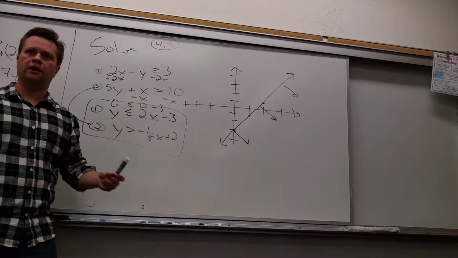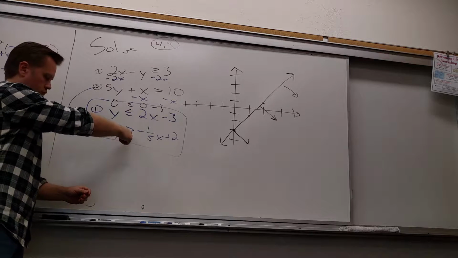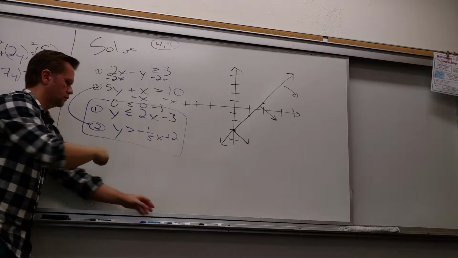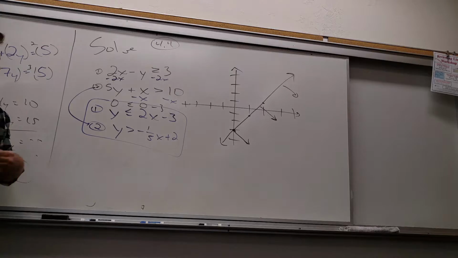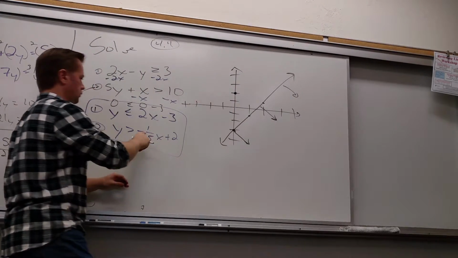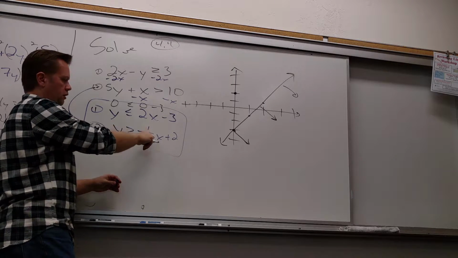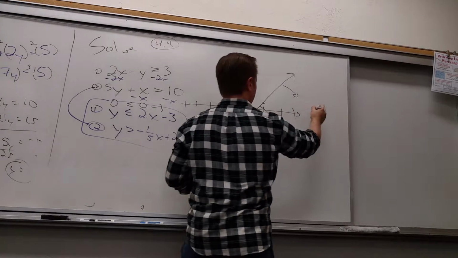Okay. Now on top of that, I'm going to do everything we just did with this one. So what do I know about this line? The y-intercept, and then it goes down 1 and runs over 5. Do that for myself once.